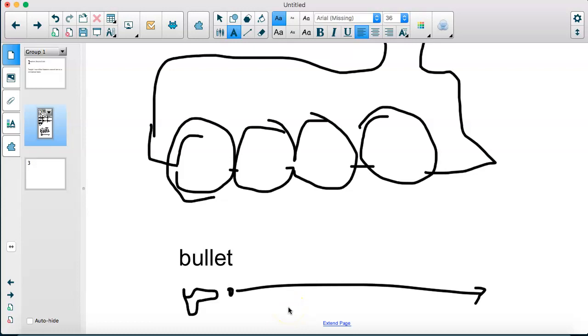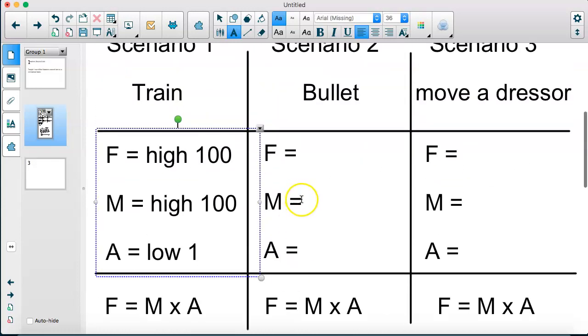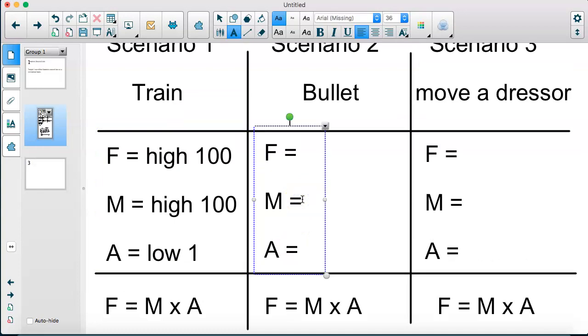Not really. Bullets are pretty small. Their mass is pretty low. So let's give it a number. Let's just say it's got a mass of 1, just to make things a little bit easy.